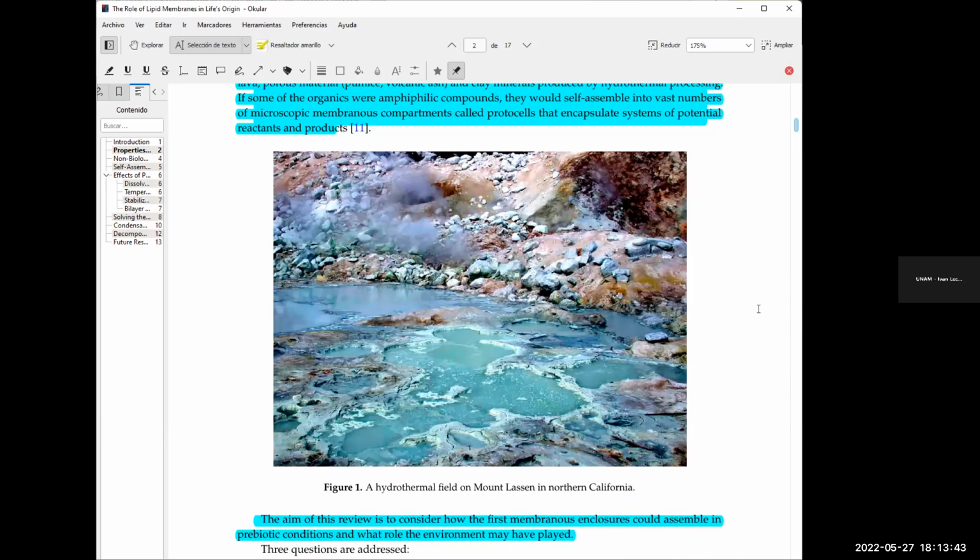function of these vesicles, of these lipids, is to give chemical stability to these probiotic vesicles, and also give some protection against environmental factors like high temperatures or pH and salinity.